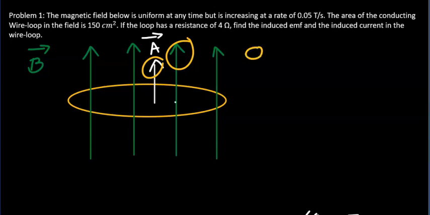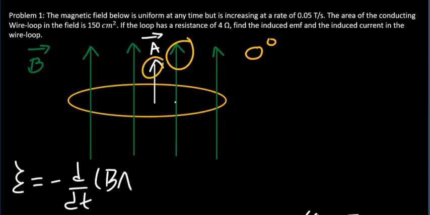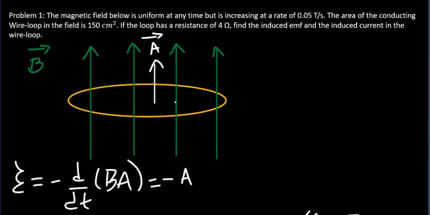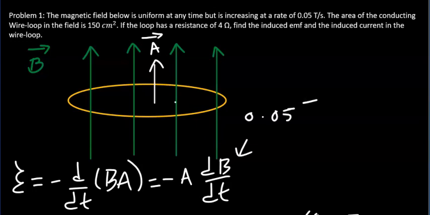First we note that the magnetic field and the normal vector are parallel to each other. So the angle between them is 0 degrees, and cosine 0 is 1. So the induced EMF expression will simply become minus d/dt of BA. The area is a constant, so it can be taken out of the derivative, and dB/dt is known. It's given by 0.05 Tesla per second. That is the rate of change of the magnetic field, and we know it's increasing, so it's positive.